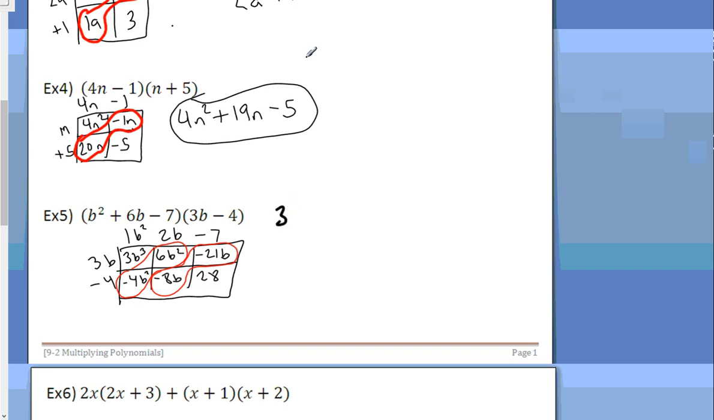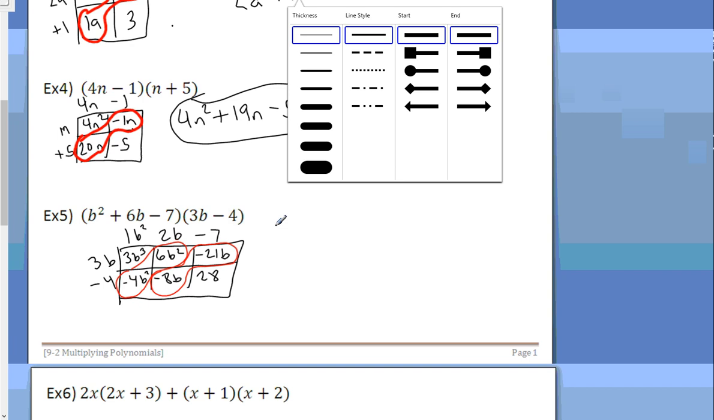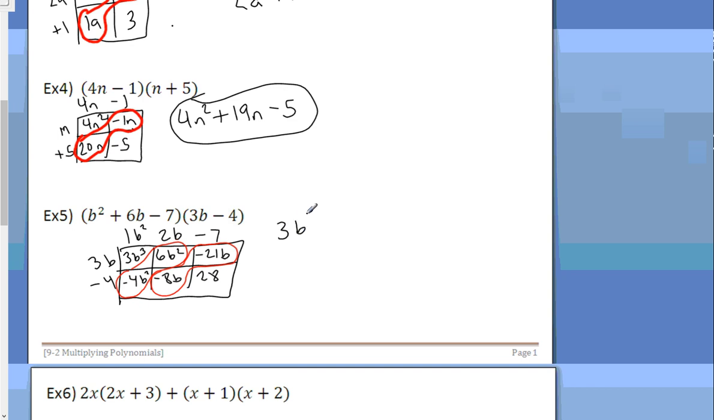3b to the third. Oh my gosh, that is getting annoying. Every time it changes back to a big fat chubby marker. All right, so I get 3b to the third. Now 6b squared plus negative 4b squared is 2b squared. And negative 8b plus negative 21b is negative 29b. And I have a 28 left, so plus 28.